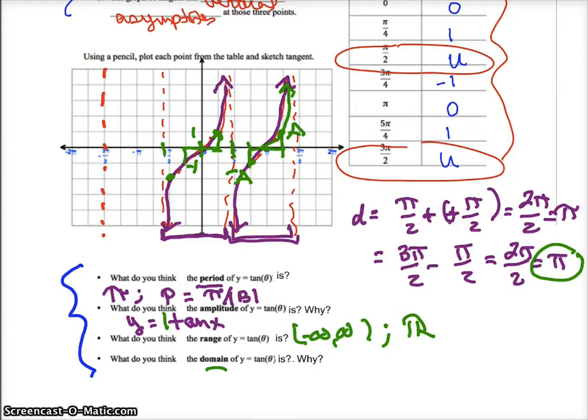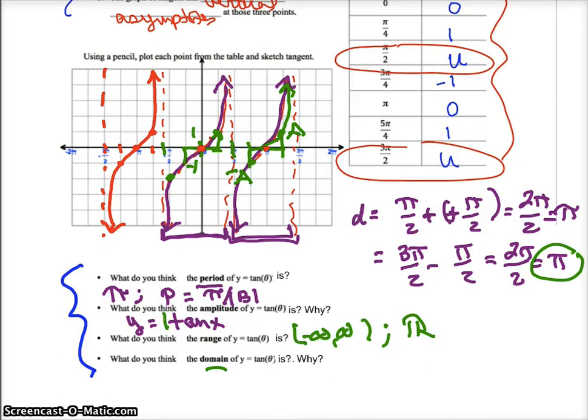If we divide this into 4 equal parts, at the halfway point, our midpoint between the asymptotes, we should cross the x-axis. And you see that in the first 2 periods we sketched. Then at our 3/4 mark, we should be at positive a, and at our first quarter mark, we should be at negative a. And you can see that we have another period for tangent. So what can we say about the domain?